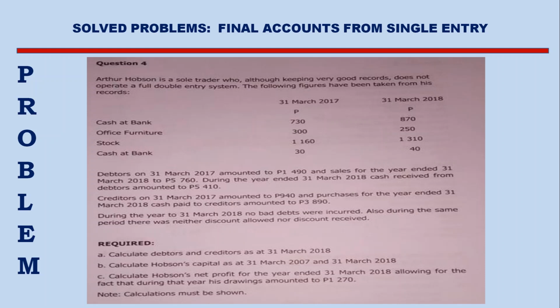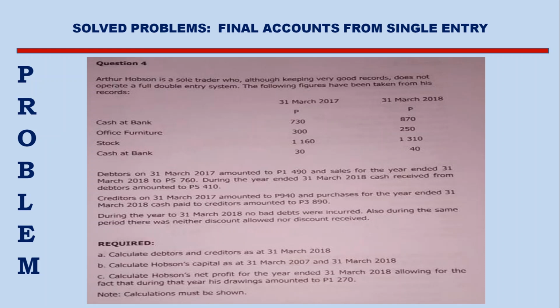Balances as on 31st March 2017 and as on 31st March 2018. Cash at bank 730 and 870. Office furniture 300 and 250. Stock 1160 and 1310. Cash on hand 30 and 40.